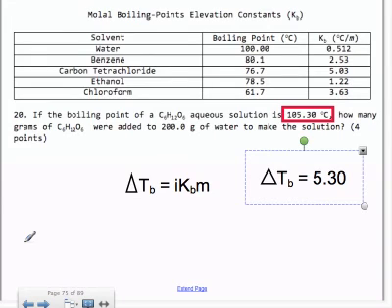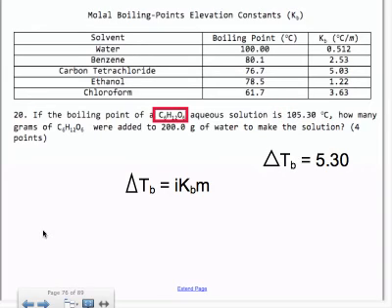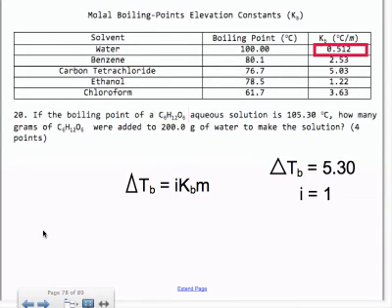Well, we're given the change in boiling point, because water normally boils at 100 degrees, and this says it boils at 105.3. So the change was 5.3 degrees Celsius. That's our delta Tb. This is a non-electrolyte. It's a carbon compound, it's a sugar. So the i is going to be 1, and then we're trying to solve this for water. So the Kb, the boiling point constant, is 0.512.